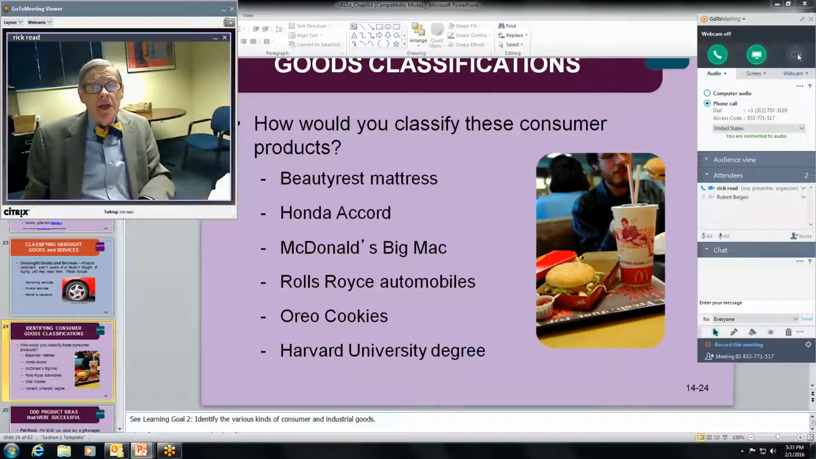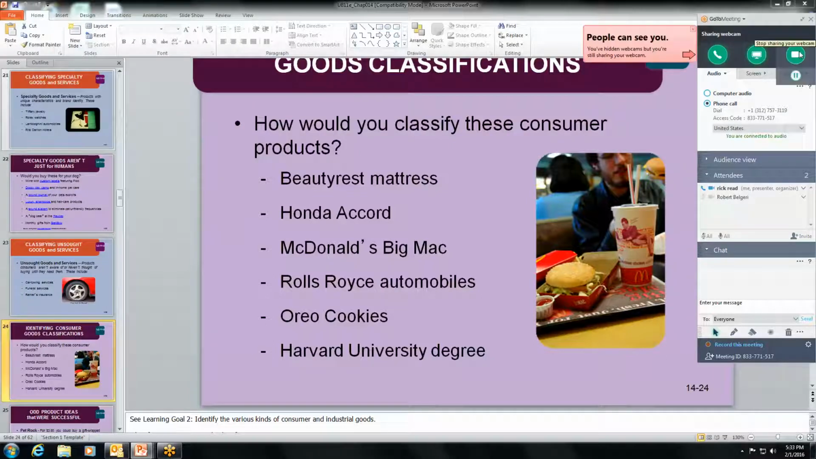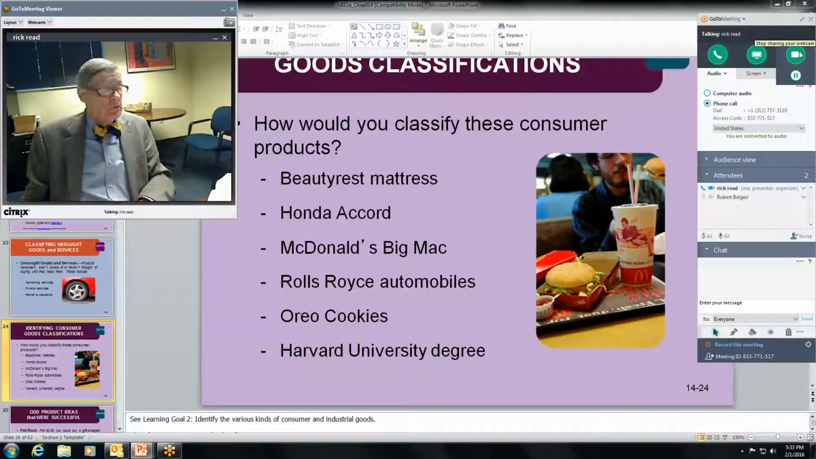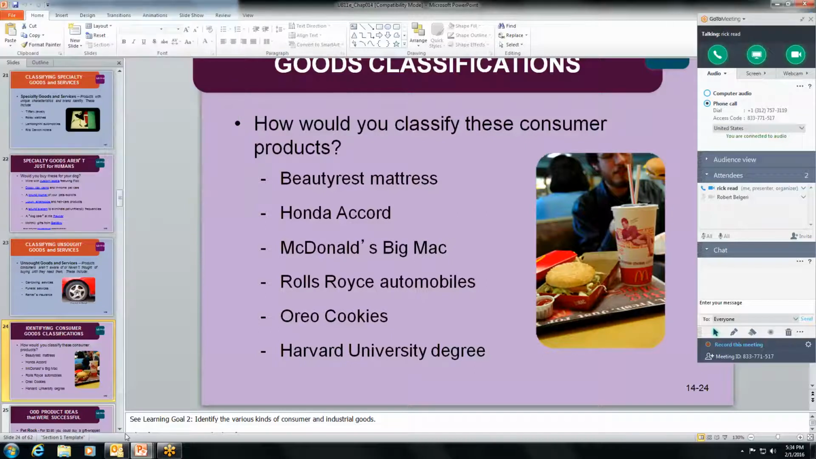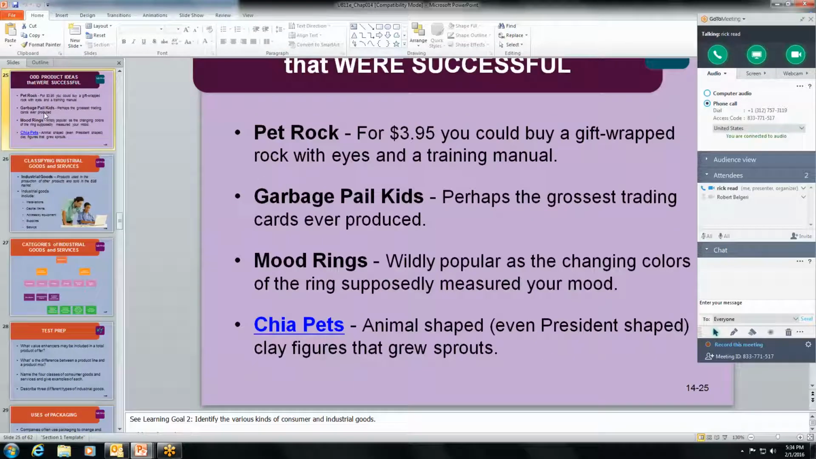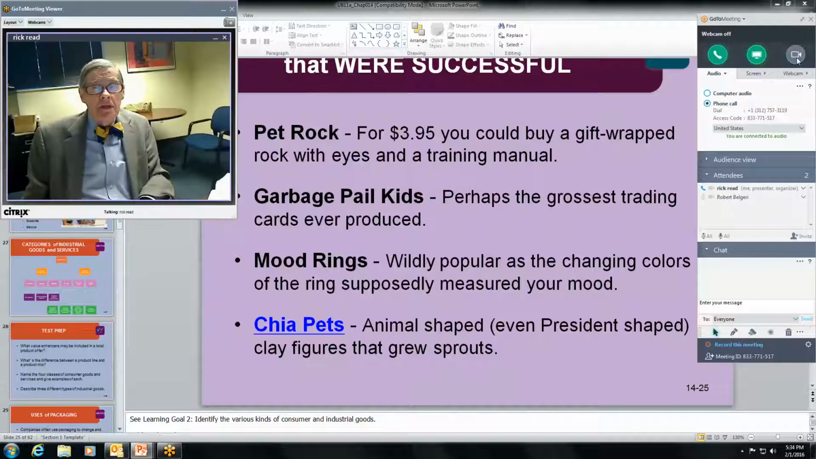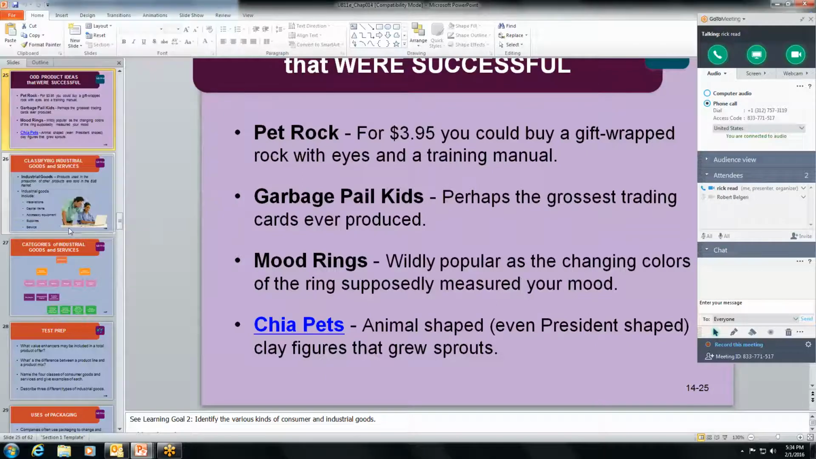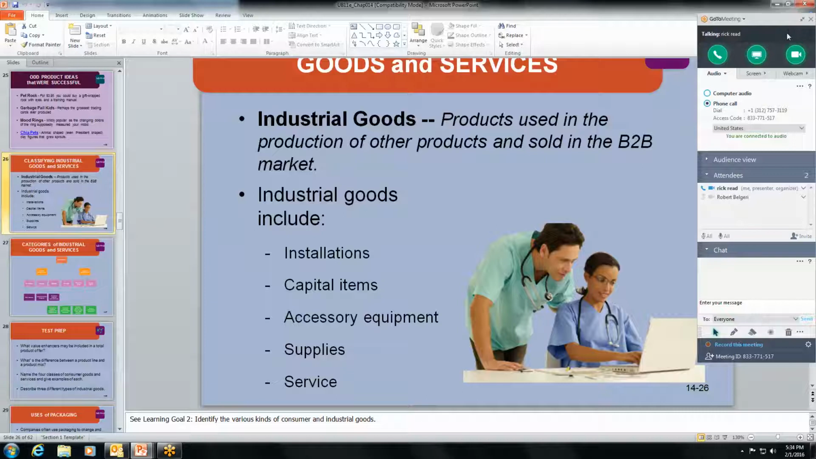This is just a slide that says, okay, here are these various categories, these various goods. Where would they fit? I'm not going to spend a lot of time on that because it doesn't take much to tell us where to find them. This is just another one of these gee-whiz slides, I like to call them, things that were successful: pet rocks, garbage pail kids, mood rings, and then Chia pets. And there are other ones probably that you can think of just as well.